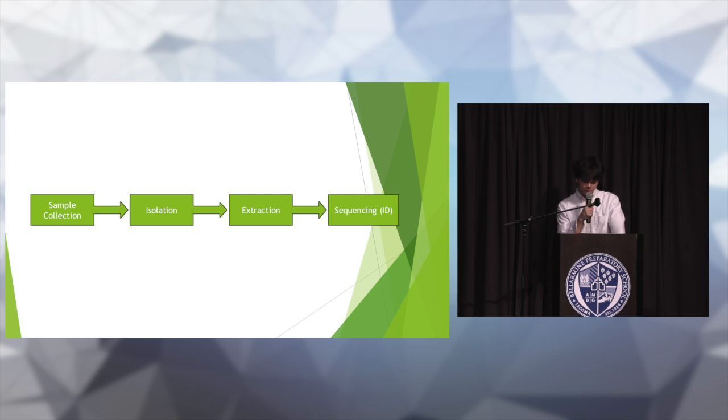There are 4 main parts to the project. The first is the sample collection of the leaves. Next is the isolation of Phytophthora. Then the extraction/duplication, and lastly, the identification.